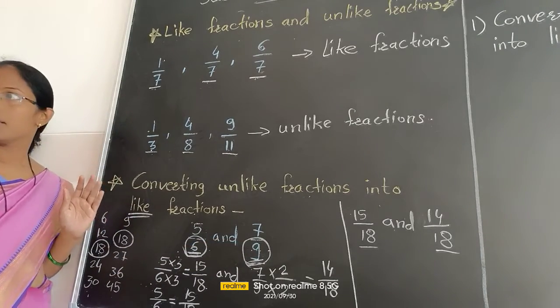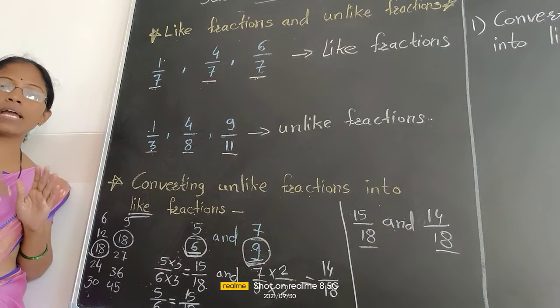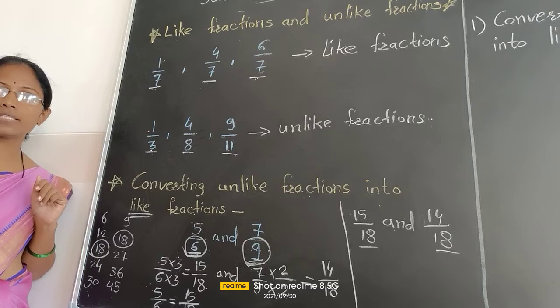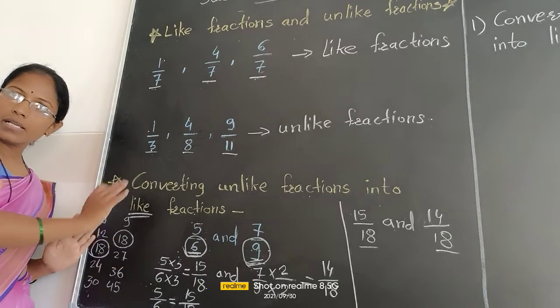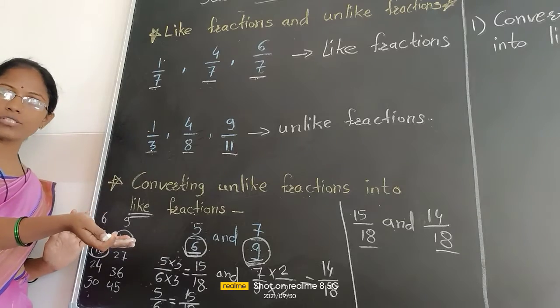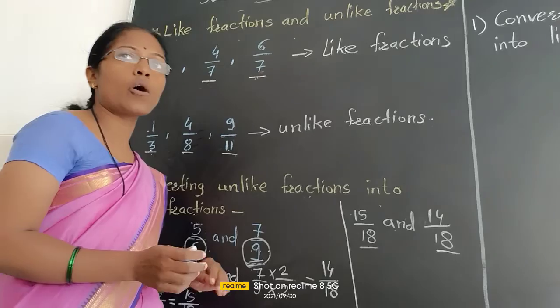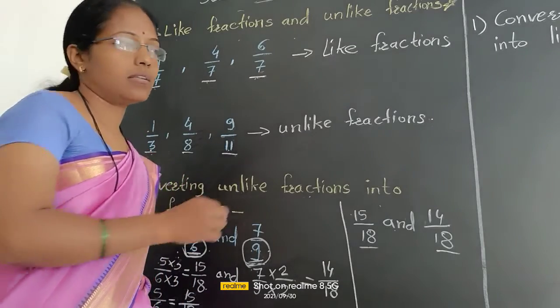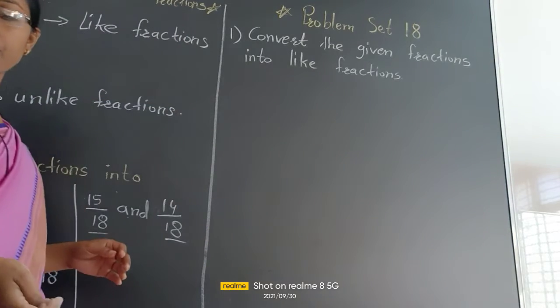Teacher, this is very simple. Simple, but if you understood the method then you can solve all the next examples on your own. Is it clear how to convert unlike into like fractions? Yes. Clear? So from that I am explaining one example from problem set 18, to convert the given fractions into like fractions.